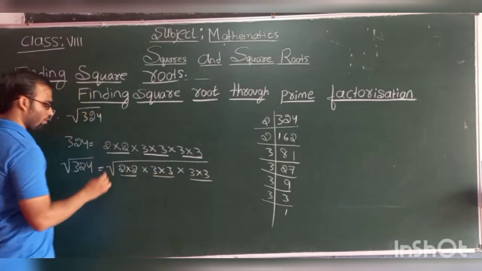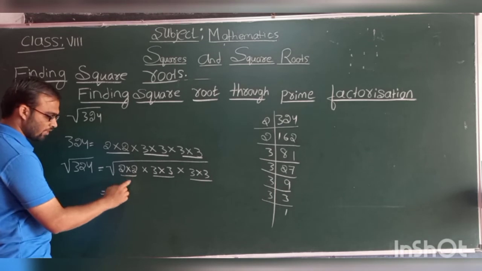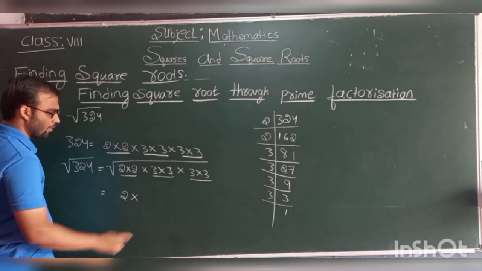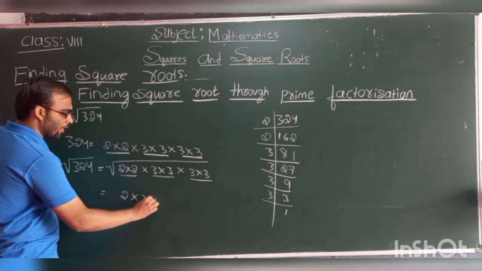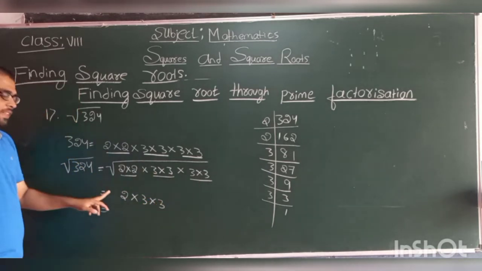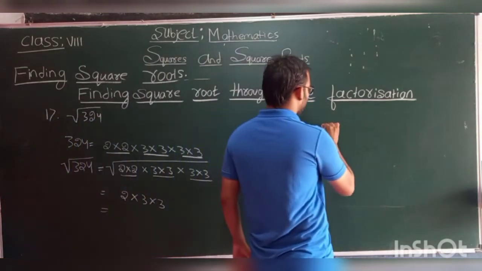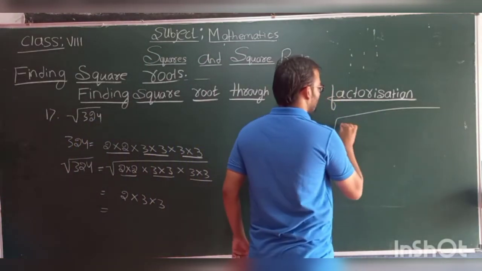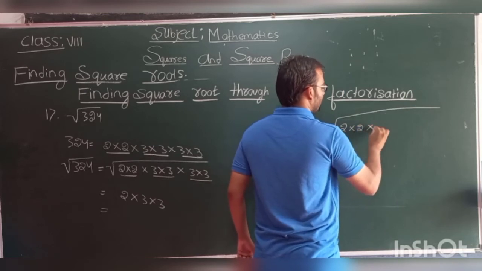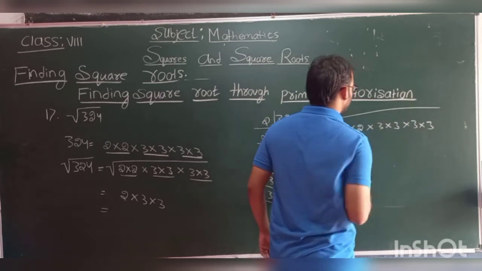Okay, so now you have paired them. So now remove the square root. Here 2 times 2 is there, so just write 1 time. 2 times 3, write 1 time. 2 times 3, write 1 time. So why is the square root removed? Look at here. If it is like this, 2 into 2 into 3 into 3 into 3 into 3.